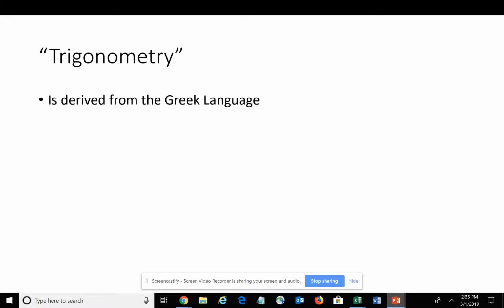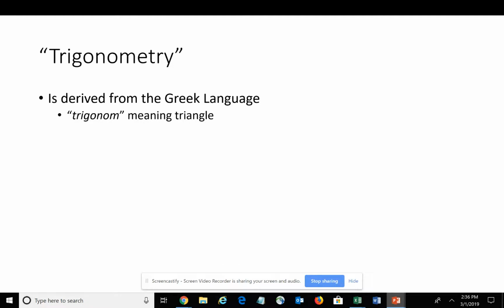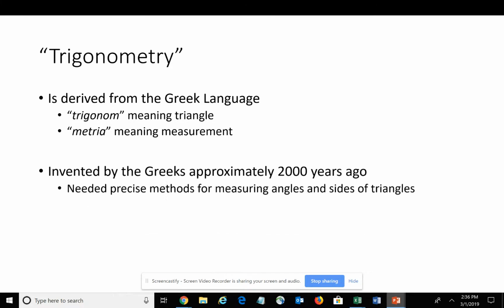Trigonometry is actually a word that is derived from the Greek language. It's a combination of two Greek words. You have trigonon, which means triangle in Greek, and then you have metria, meaning measurement. And so they put the two words together, and you have trigonometry, which literally means measurement of triangles.